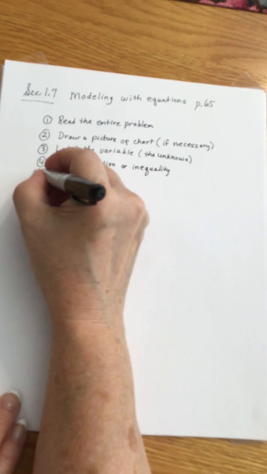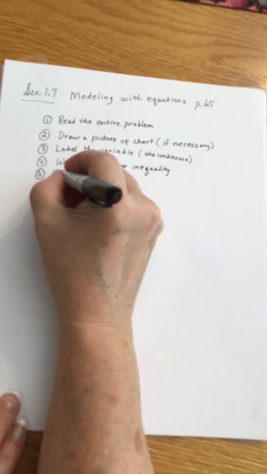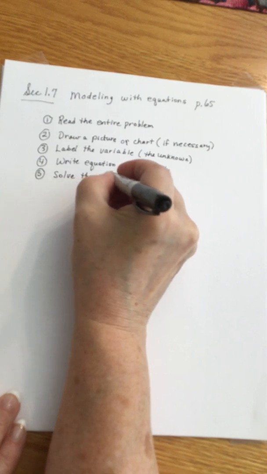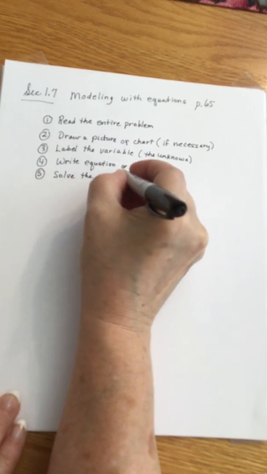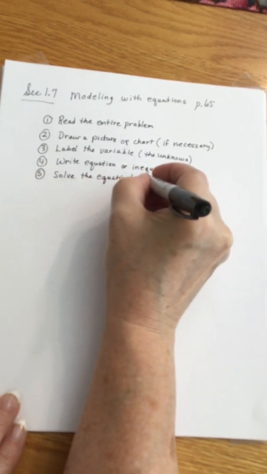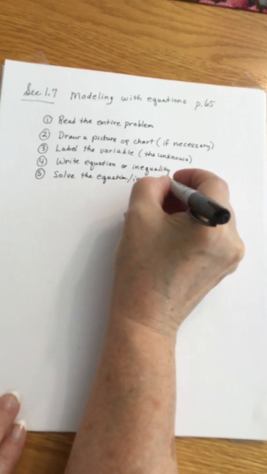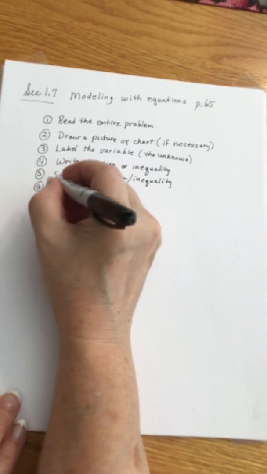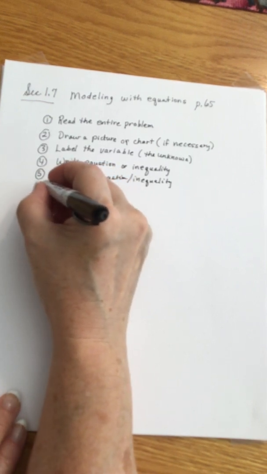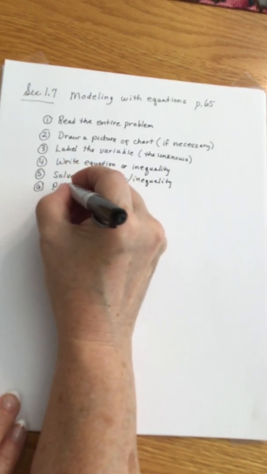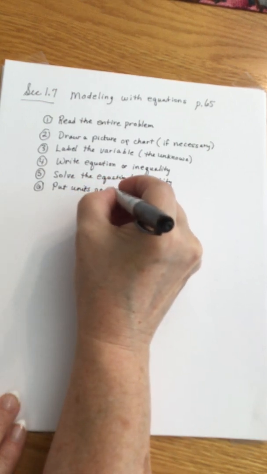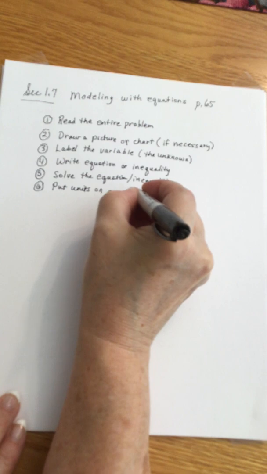Number 5 is to solve the equation/inequality. And number 6 is to check your answer and put your units. So we're going to say put units on answer, and check.